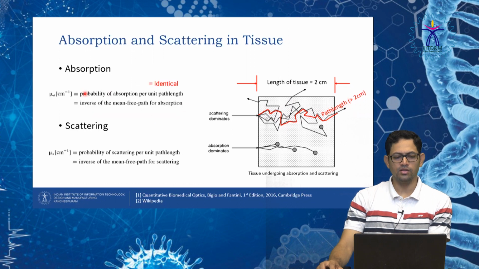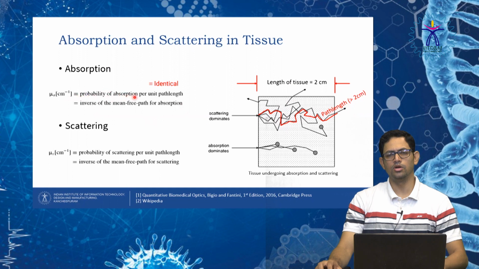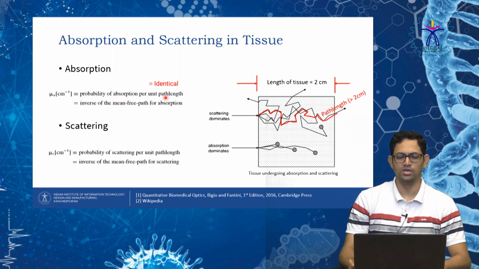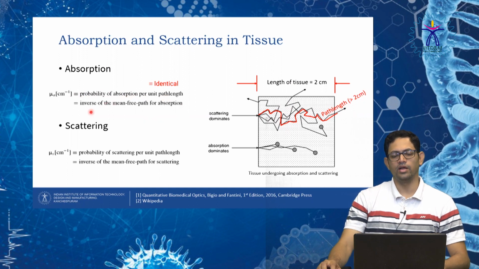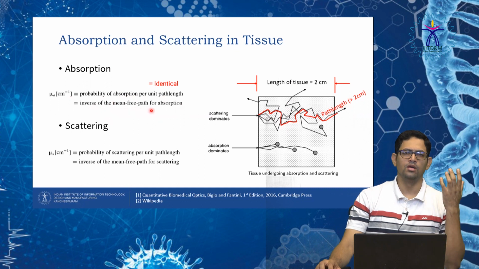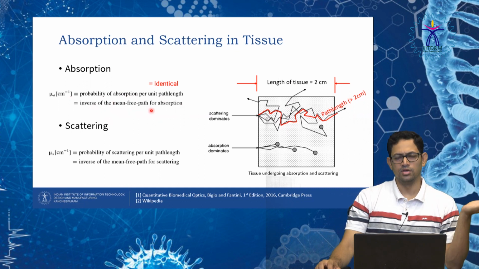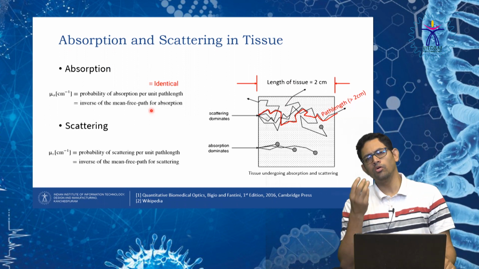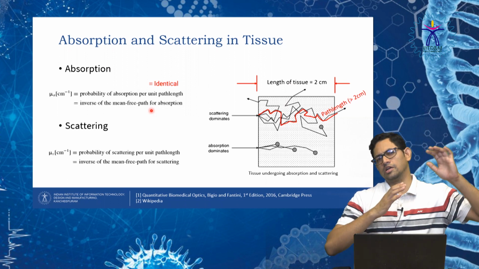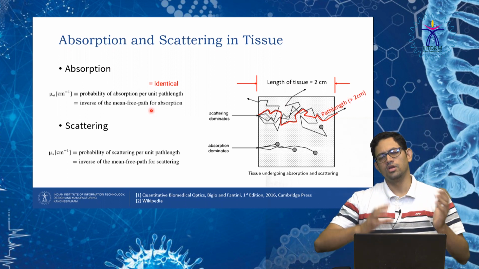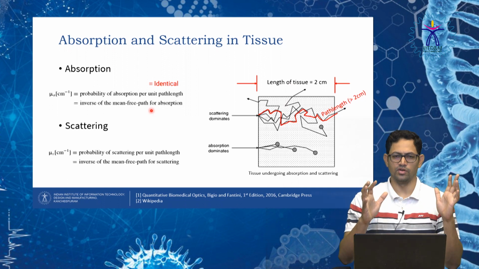Now you can define absorption as the probability of absorption per unit path length. So we defined what path length is, so it's the probability of absorption per unit path length, or it could also be defined as the inverse of the mean free path for absorption. Now we defined the mean free path for scattering. The same thing we can define for absorption: the distance traversed by the photon before it gets absorbed. Just define it for each and every photon, and then make an average of it.